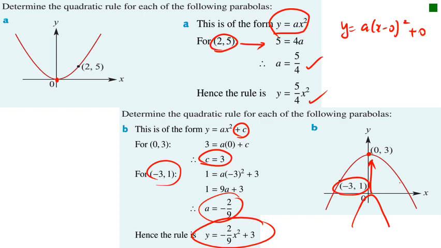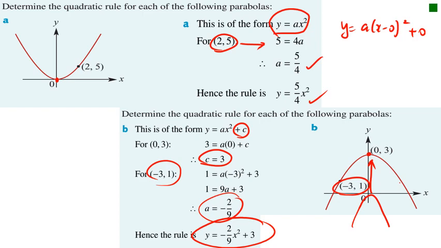Okay, let's look and see what's happening in the second one. This one is also in turning point form, because we've got the turning point there, we can use that. But we notice in this particular case, it's been turned upside down, and it's been shifted up 3 in that direction here. So we can automatically say that c must be equal to 3.